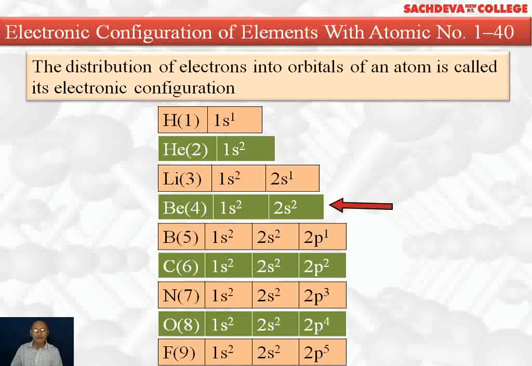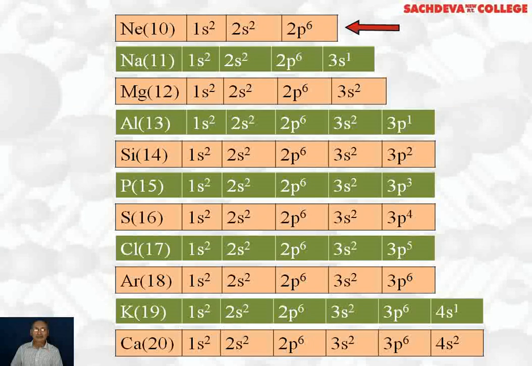Beryllium 4, 1s2, 2s2. Now the first two orbitals are full, so the next electron will go to 2p orbital, 1s2, 2s2, 2p1. Carbon 6, 1s2, 2s2, 2p2. Nitrogen 7, 1s2, 2s2, 2p3. Oxygen 8, 1s2, 2s2, 2p4. Fluorine 9, 1s2, 2s2, 2p5. Neon 10, 1s2, 2s2, 2p6. Now 2p orbital can have maximum 6 electrons and it is completely filled. So we will move on to the next orbital, that is 3s.